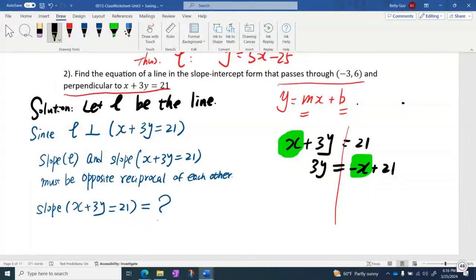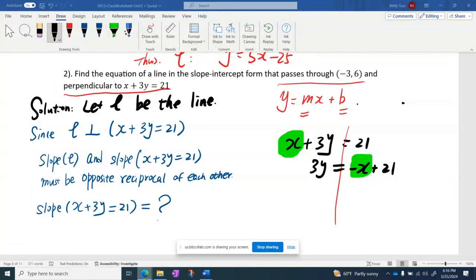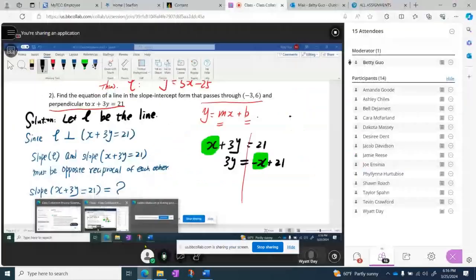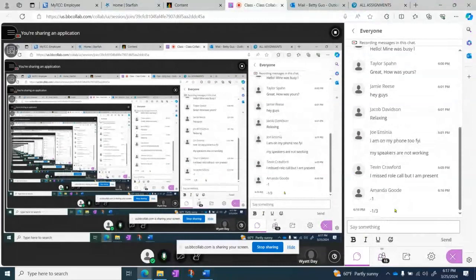And then I'm dividing. You must have the slope already, right? You divide by 3, negative 1/3. Yeah. I missed the roll call, but okay, I saw you, Tevin. I'll remember to mark you present after the class.